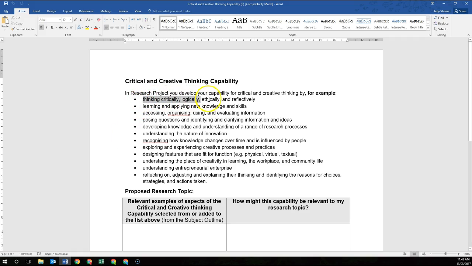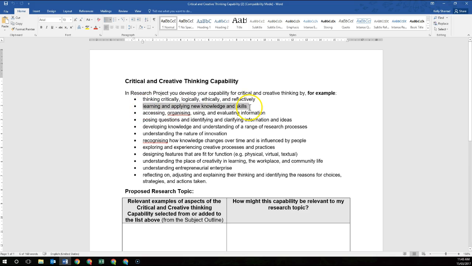So firstly, looking at this dot point here, thinking critically, logically, ethically, and reflectively. If your question is based around making a decision, whether it be pros and cons or the benefits or disadvantages of a certain practice or thing, you're going to be thinking critically because you're going to be coming to a conclusion about whether the benefits outweigh the negatives of a certain practice. So you would address this by saying that I'm going to develop my ability to think critically and reflectively by analyzing both sides of the argument.